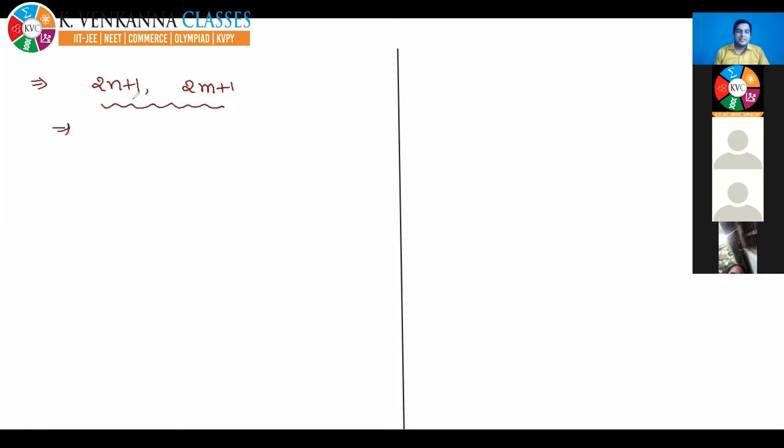See, the difference of squares of these two odd integers will be 2m plus 1 whole square minus 2n plus 1 whole square. Now I can apply the formula of a square minus b square. This is one of the options, and the other option is I can directly open these two.